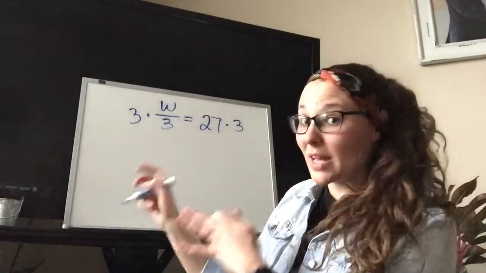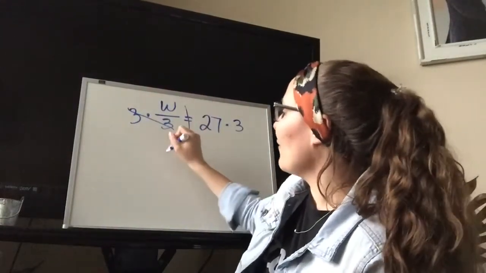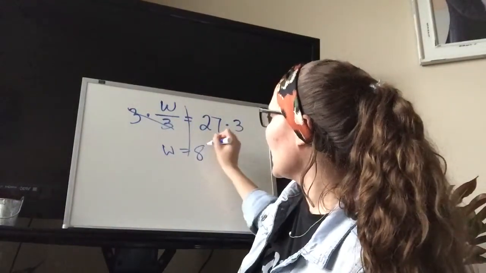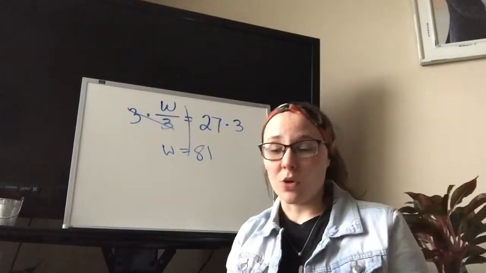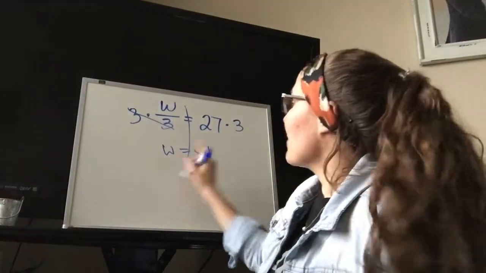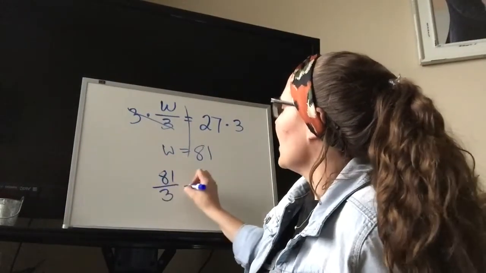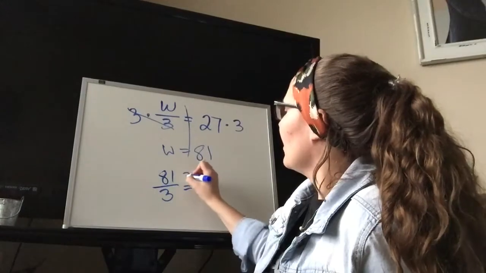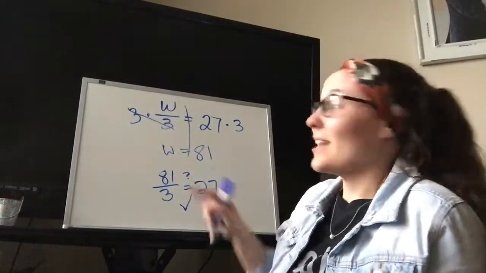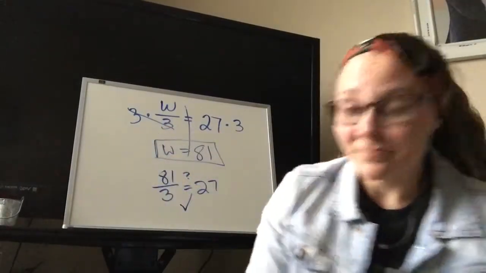Once we multiply both sides by 3, that means that these will cancel out. And then we will be left with W equals 27 times 3 is 81. W equals 81. Now we can go back and check our answer. So I'm going to type in 81 for W, and I'm going to say 81 divided by 3. Does that equal 27? Yeah. So we know that W equals 81 is indeed our solution.